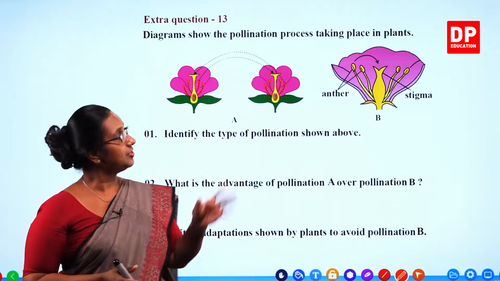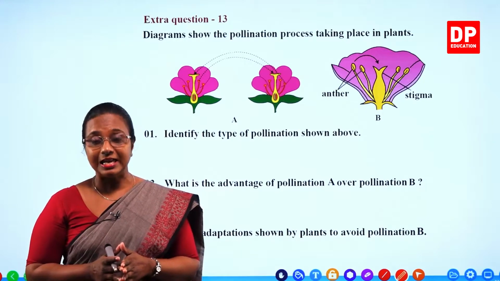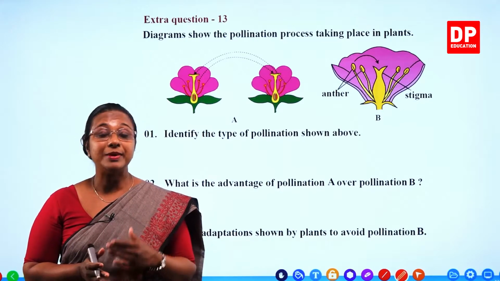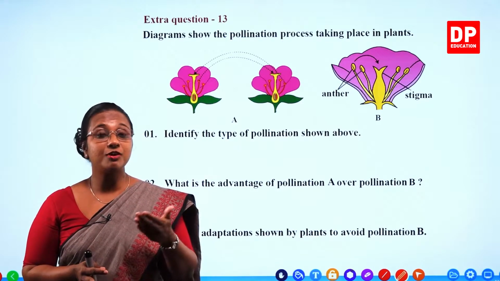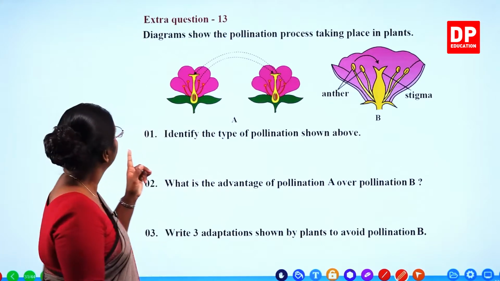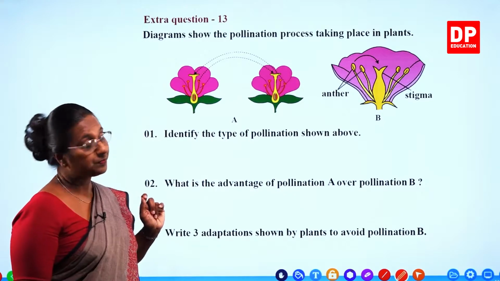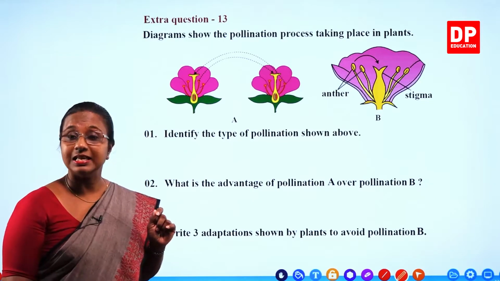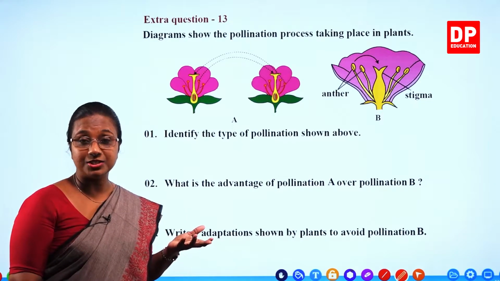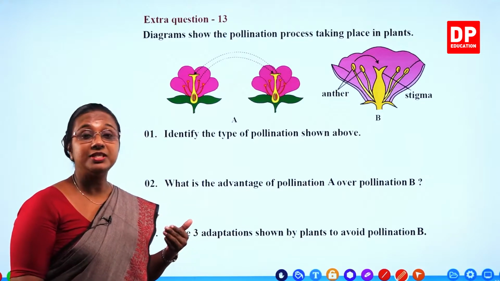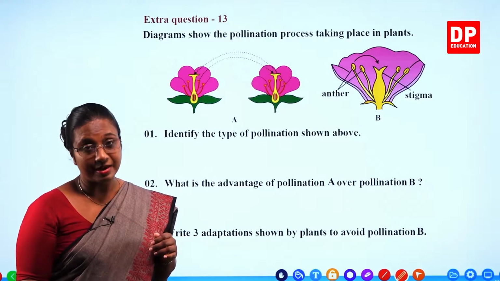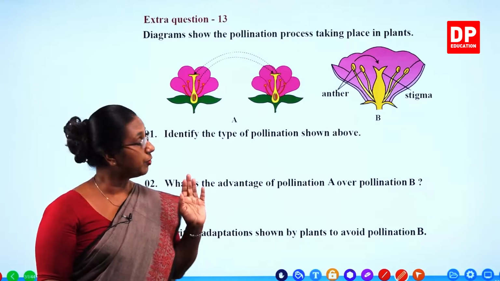Hello my dear students, so I am going to continue the extra questions with you all in the lesson Continuity of Life, where we have discussed the reproduction of plants and man. So extra question 30. Diagram show the pollination process taking place in plants. You all know what pollination is. What is that? Depositing of mature pollens on the stigma of a flower. So that is the process of pollination.